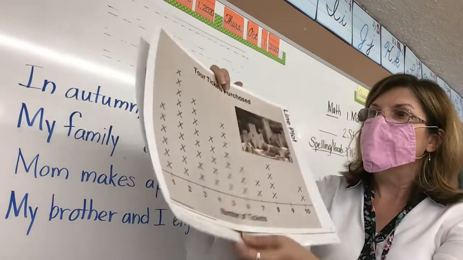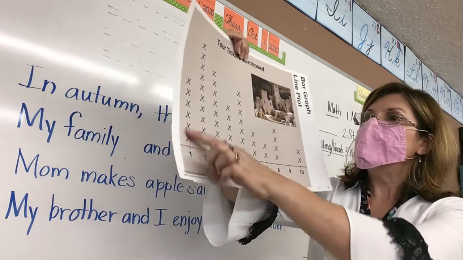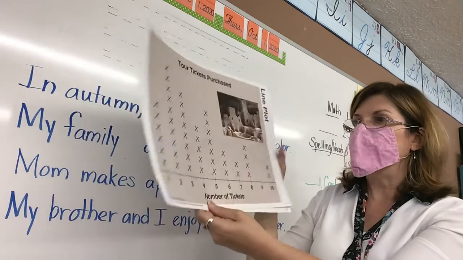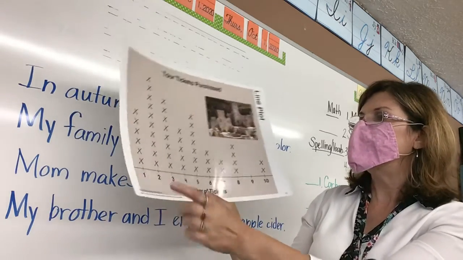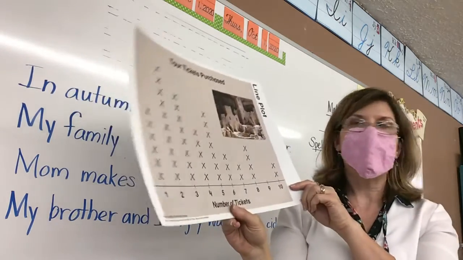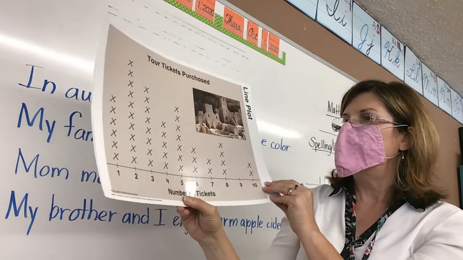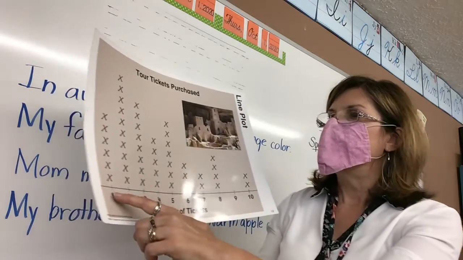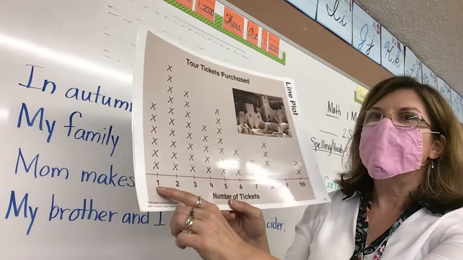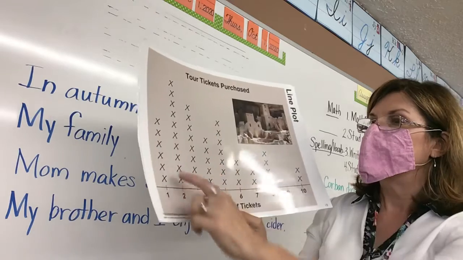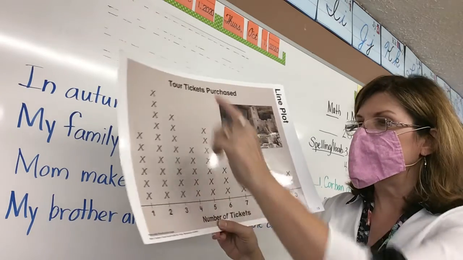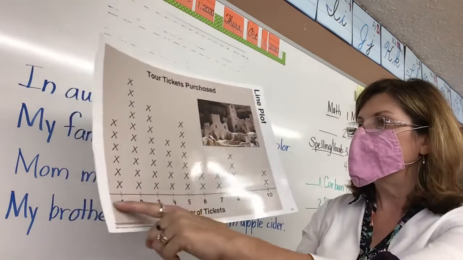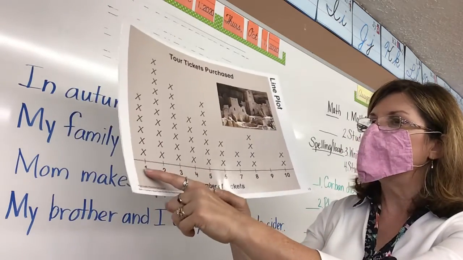Alright, for the line plot, these X's represent the number of tickets sold. Actually, no, I'm sorry. The numbers represent the number of tickets sold. Alright? The number of tickets sold is across the bottom, and so this is how many people bought 1 ticket. This is how many people bought 2 tickets. This is how many people bought 3 tickets, etc. Alright? So the numbers across the bottom are the number of tickets sold.